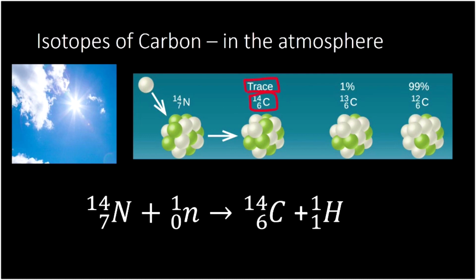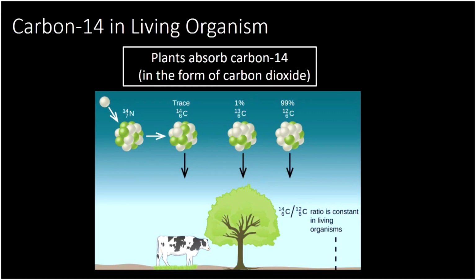Because it turns out this carbon-14 goes and enters into living organisms. How does that work? Plants absorb carbon-14 in the form of carbon dioxide. So after that carbon-14 is formed, all three of these different carbons are absorbed into plants in the form of CO2. So you might remember from biology class, say, that plants undergo photosynthesis. That is, they take in carbon dioxide and light and water, and they use that to make sugar. So all of the time, plants are taking in carbon from the atmosphere.